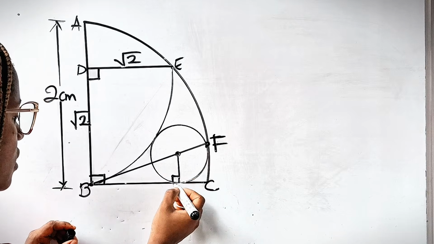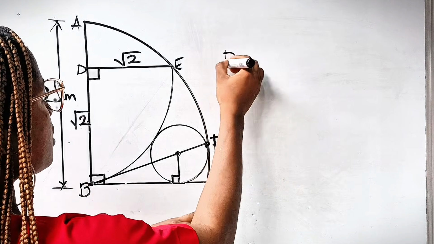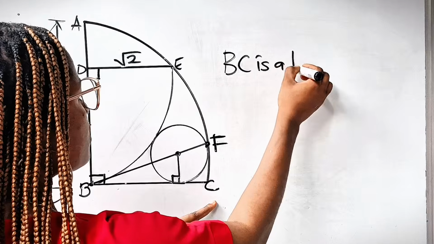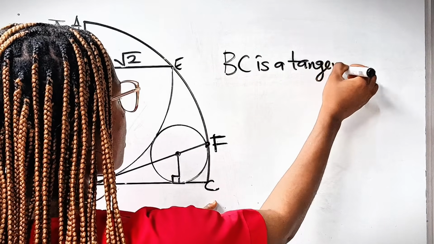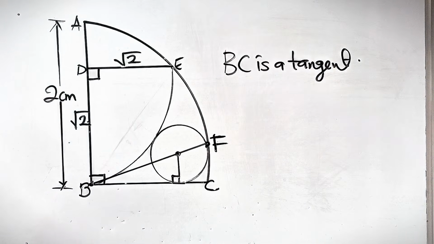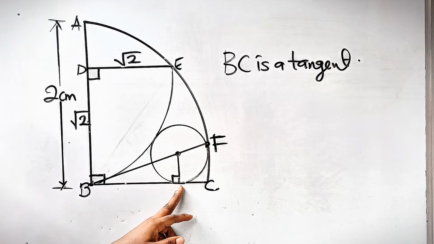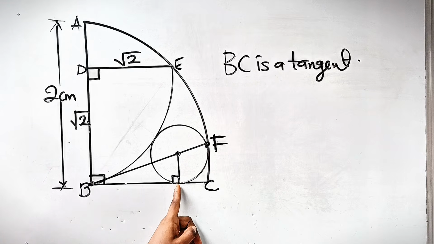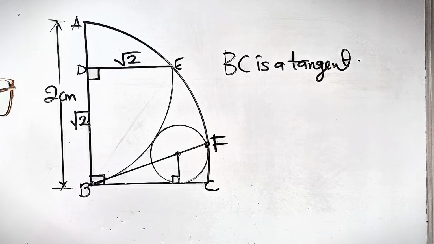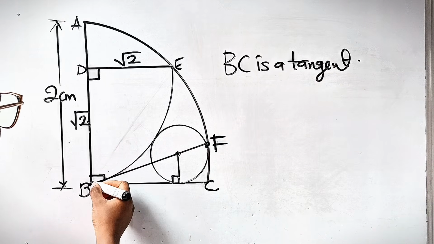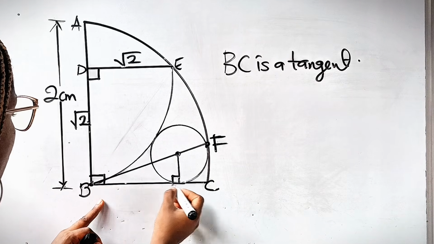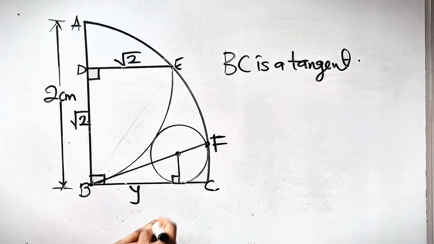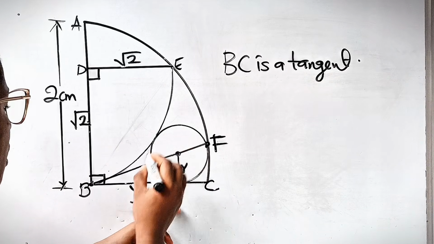The truth remains that BC is a tangent. And when you drop a straight line from the center to the point of contact between a tangent and a circle, 90 degrees is formed. So definitely this is 90 degrees. Now remember that from here to here, let's call it y. All right, then from here to here is r.